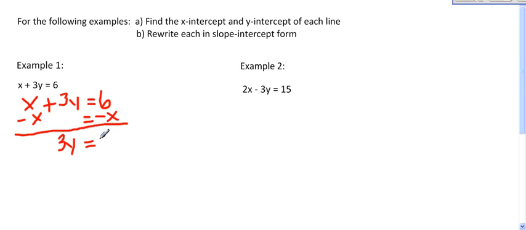On this side, you have 6 take away x. You cannot do that. They are not like terms. So I'm just going to rewrite it like so. Now, to get y alone, we need to get rid of 3. 3 is multiplying by y, so we are going to use the inverse operation. We need to divide by 3. What you do to one side, you do to the other side.